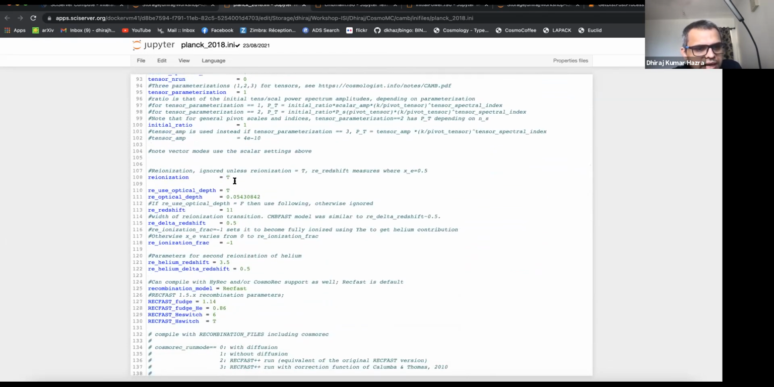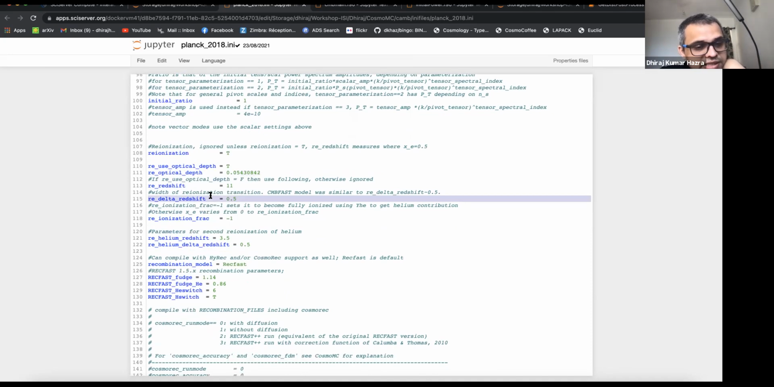Reionization is true. You are assuming reionization, and you are estimating the reionization redshift. I'm going to discuss that in another notebook. And the reionization optical depth from Planck base fit turns out to be 0.053543 or something like that. Reionization redshift is not needed because reionization redshift for these models is calculated with respect to a given optical depth, because we are using a tanh model of reionization. This is something that I'm going to discuss again.